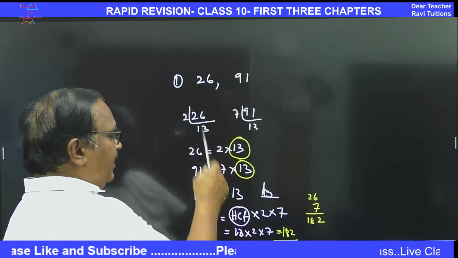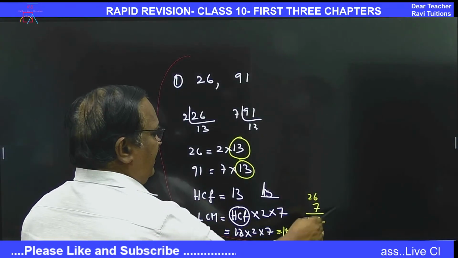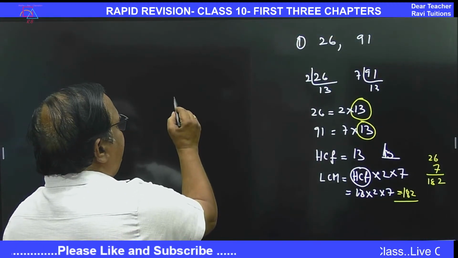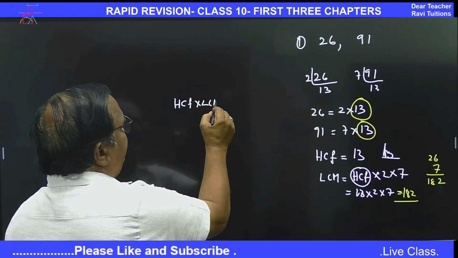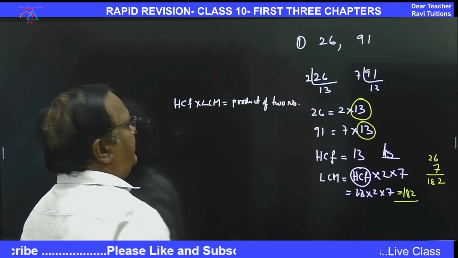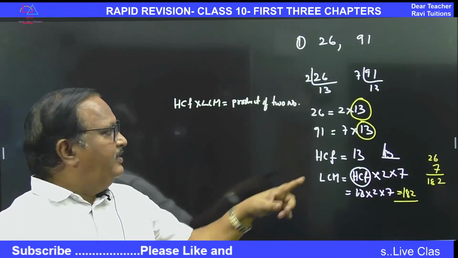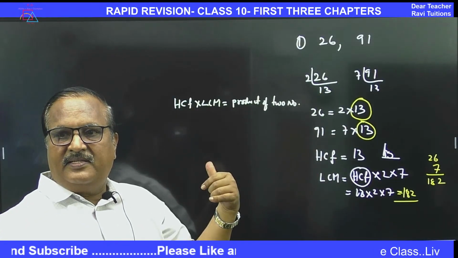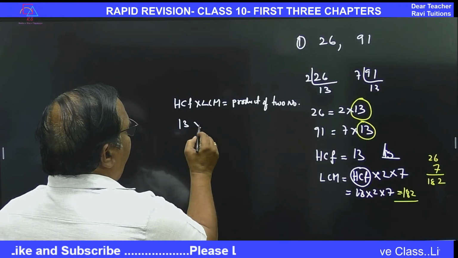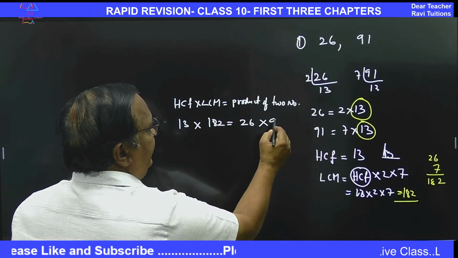Then there is one more question: you have to verify the law, the rule. So let me write: HCF into LCM is equal to product of two numbers. Very good, Spider, 182. First target is over. This is our second target. Here HCF is 13 and LCM is 182. Product of the two numbers is 26 into 91.